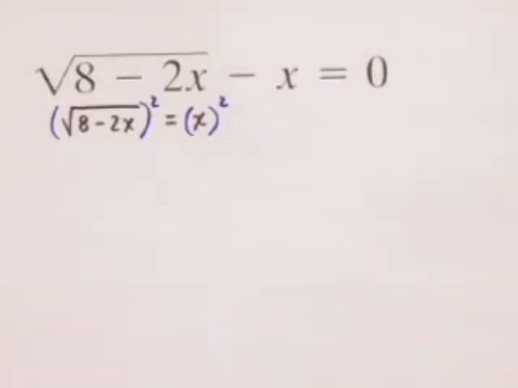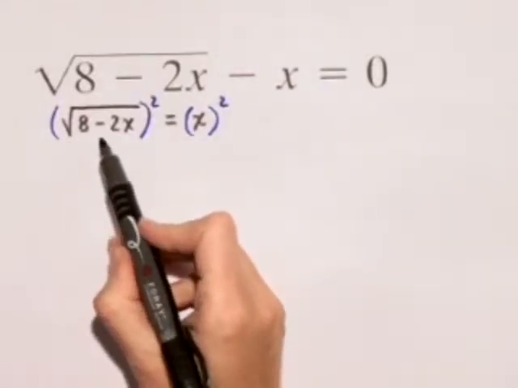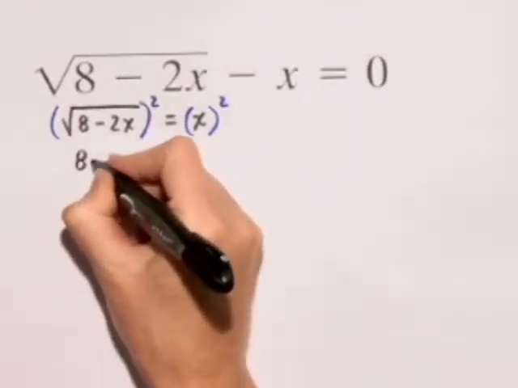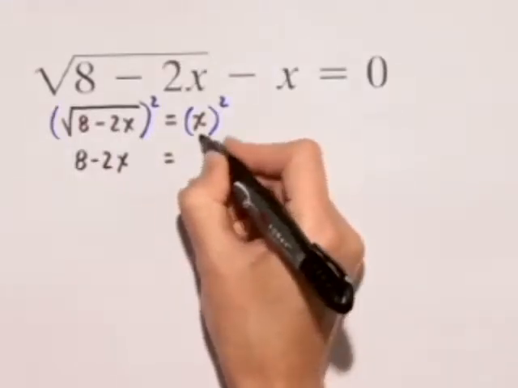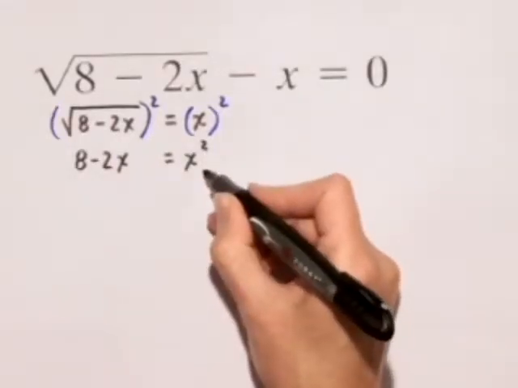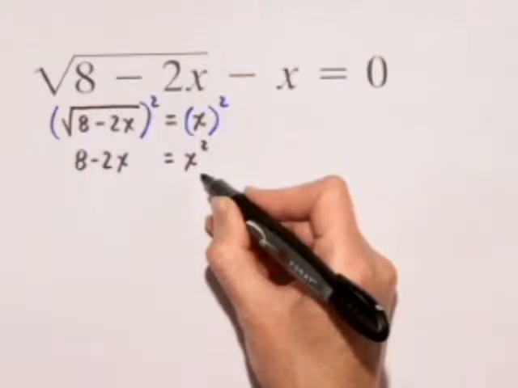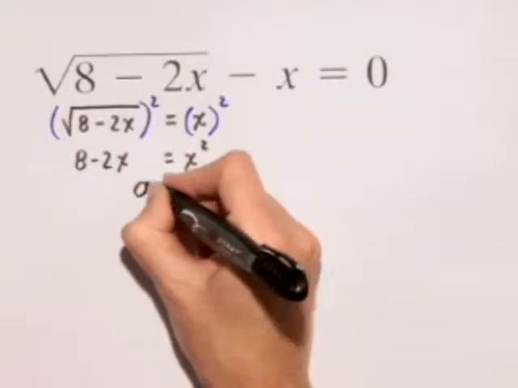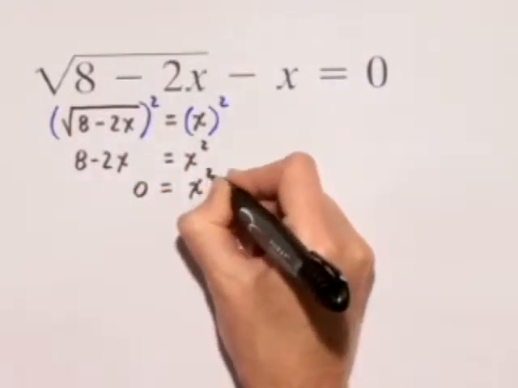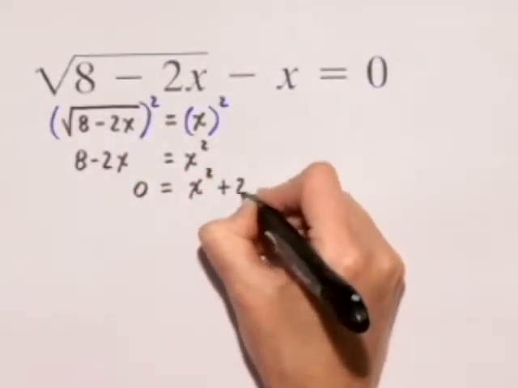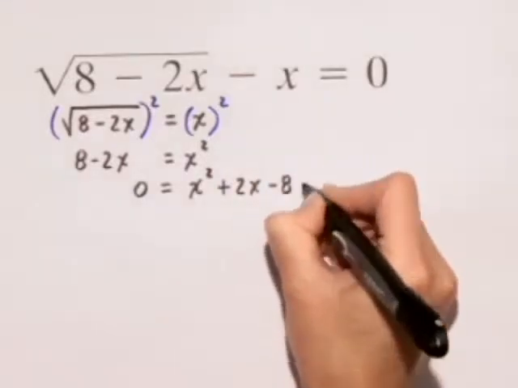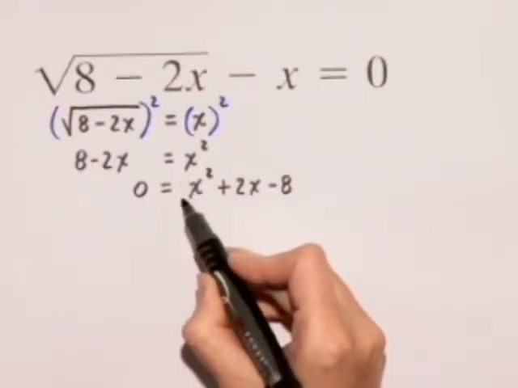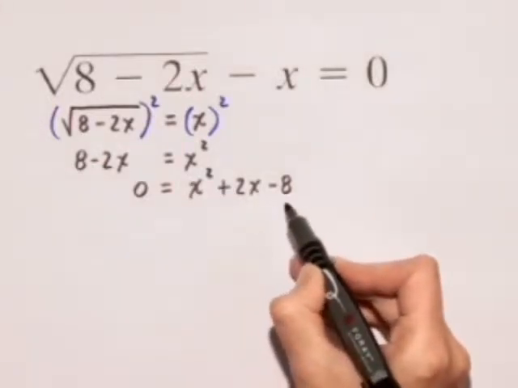When we do that, on the left-hand side, the square root of 8 minus 2x, that quantity squared, just gives us 8 minus 2x is equal to x squared. Now we have a quadratic equation. Let's move everything to the right-hand side and set the left-hand side equal to 0. When we do that, we'll have 0 equals x squared plus 2x minus 8. I moved all the terms to the right-hand side because the x squared had a positive 1 coefficient, and it'll be easy to factor that way.